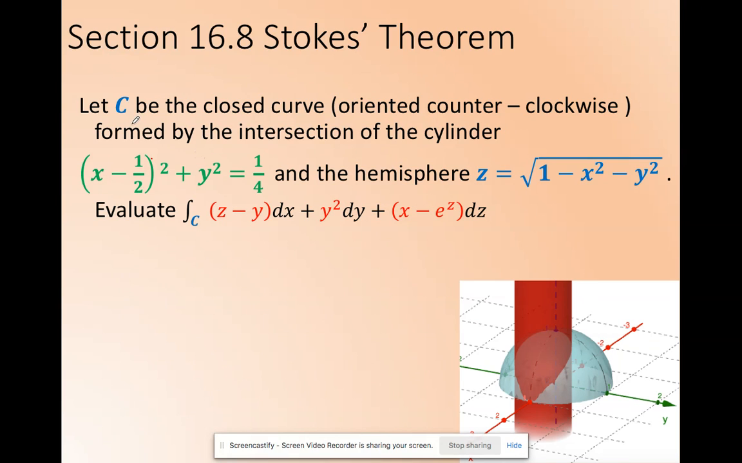All right, so I have a closed curve, C, a closed curve oriented counterclockwise, yay. But look at this. Why do you think I have thumbs down? The intersection of the cylinder, here's the cylinder, and this hemisphere. And they want me to evaluate this line integral. Now it's already been dotted, right? Parametrize, huh? What?